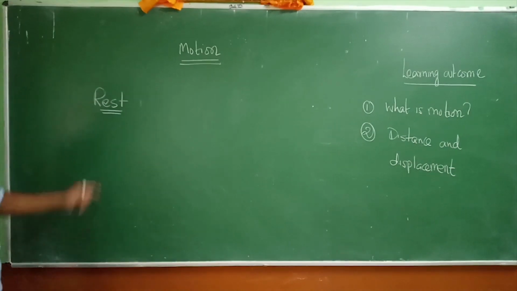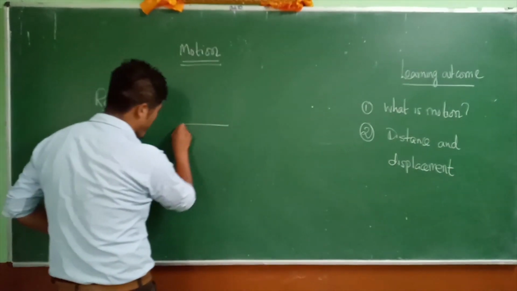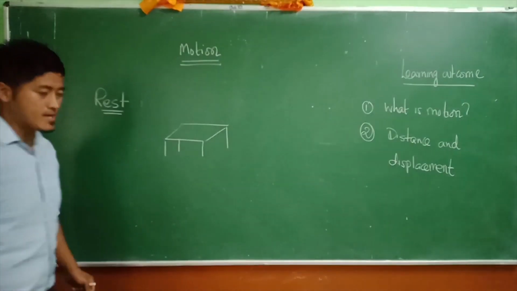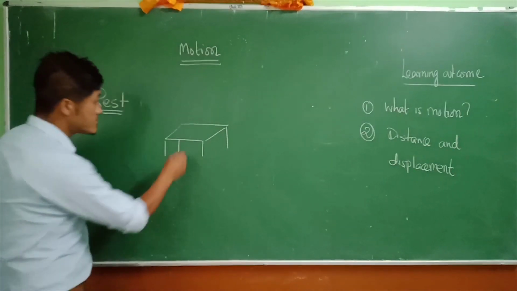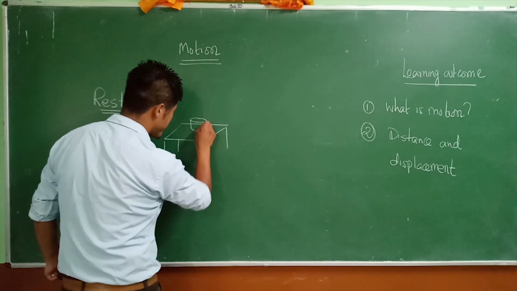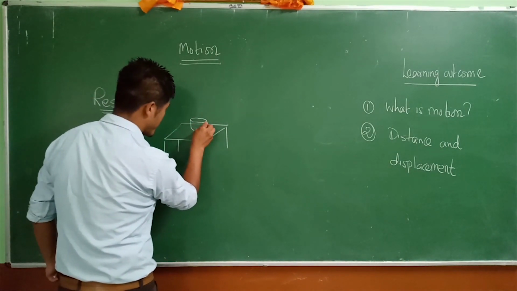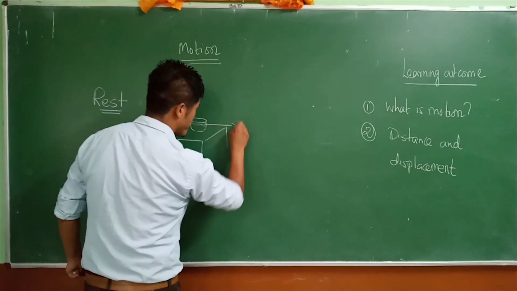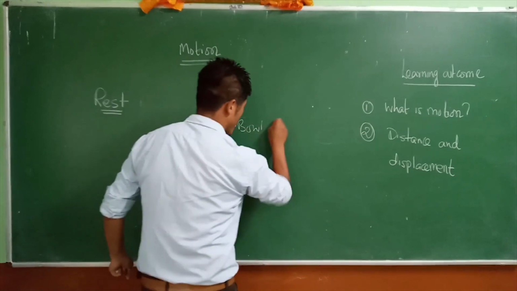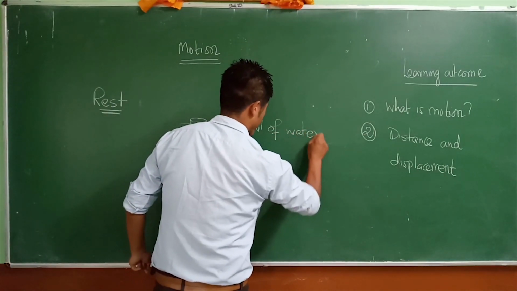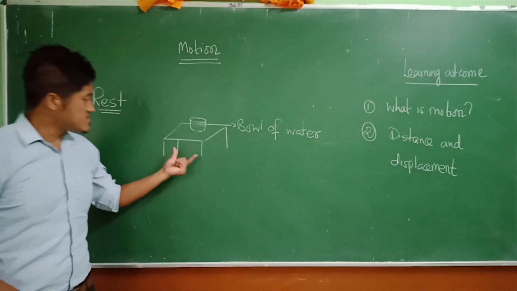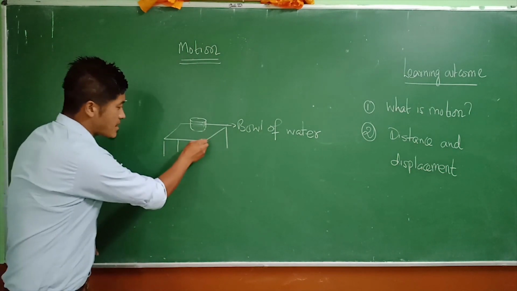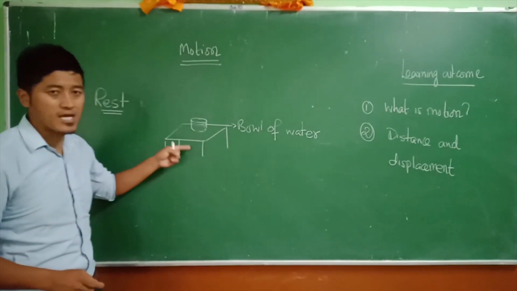So I'm going to draw a diagram here. What is this? This is a table. Through this picture, what I am trying to show every one of you is that there is a bowl of water on a table.